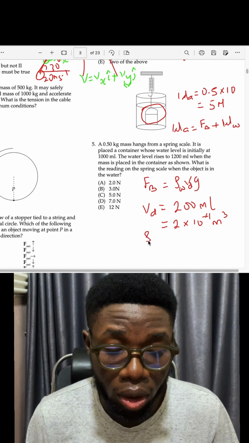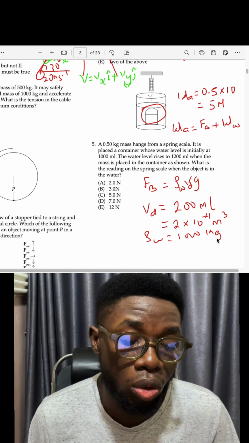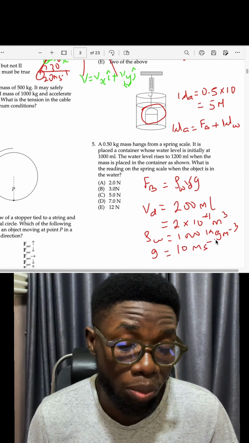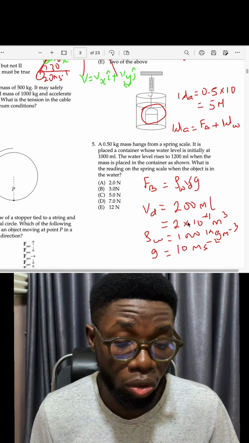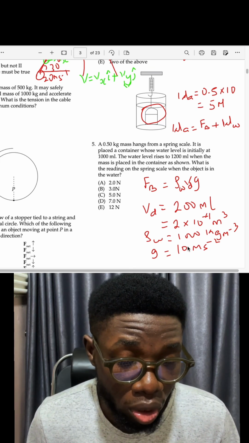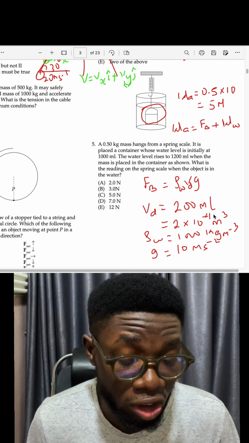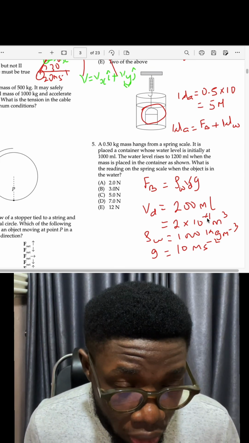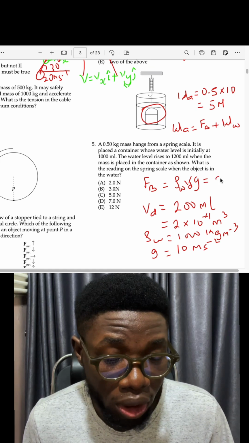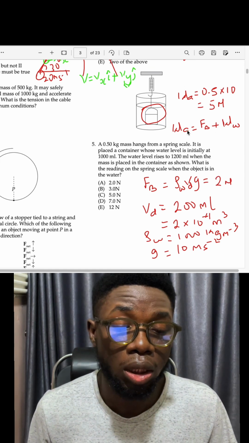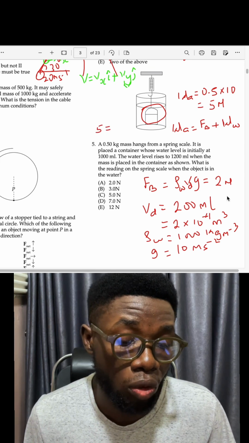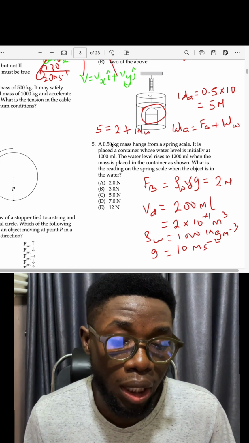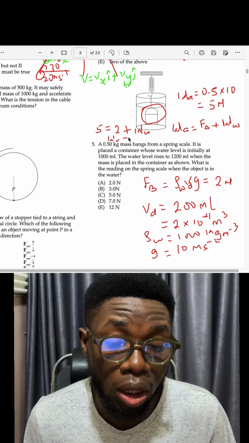Then the density of water is 1000 kilogram per meter cube, and we're going to be using 10 meters per second squared for g. If you multiply everything, 2 times 10 raised to power negative 4 multiplied by 1000 multiplied by 10, that will get rid of that. So everything here is going to be 2 newtons. With that, we know that the weight in air, which is 5, is equal to the force of buoyancy we just got, 2 newtons, plus the weight in water. So the weight in water is then going to be 3 newtons.